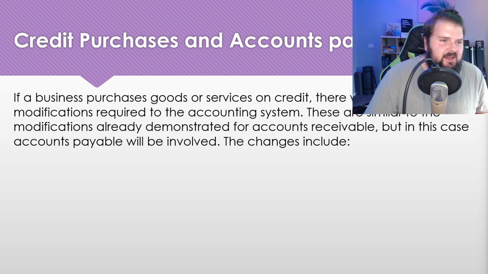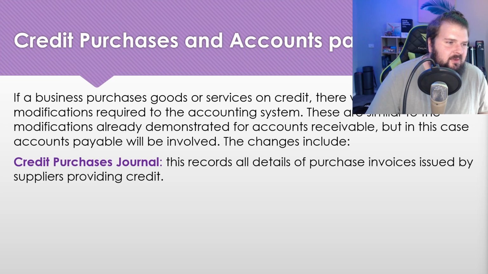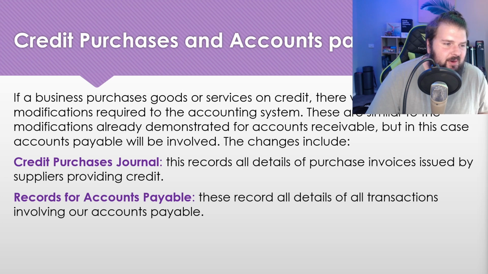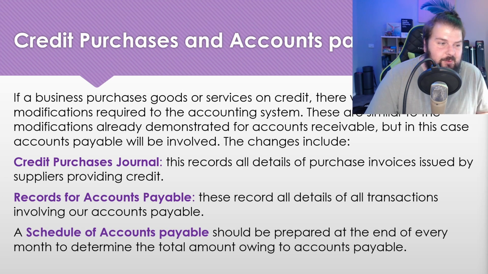Now, saying again, we do have the inverse of this, where instead of looking at sales, we have our purchases. Now, the change comes in that we call the journal our credit purchases journal. We keep records for our accounts payable, and we have a schedule of accounts payable. They're really the three biggest differences.